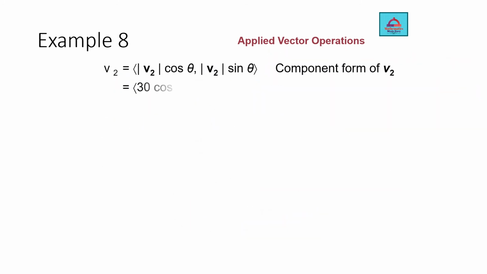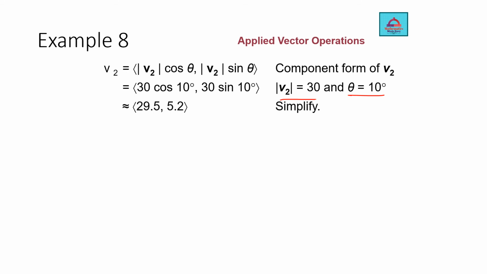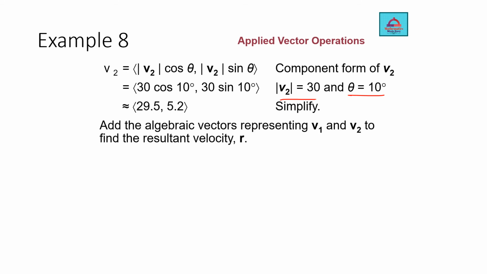So you use the component form, plug in the values. The magnitude is given to be 30 and the direction is 10. So just plug in, find your angles, and this will come on simplification in decimal form as this one. Now we have to find the resultant, which means we are going to add the two vectors.